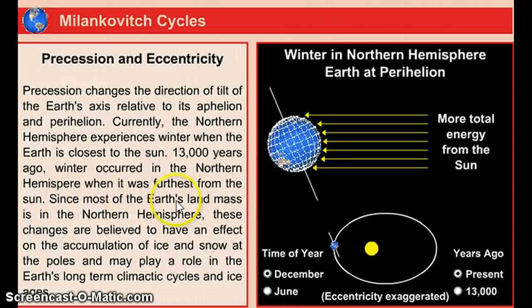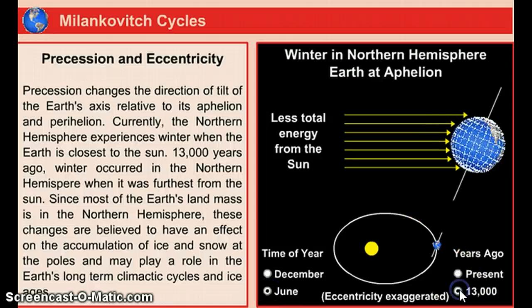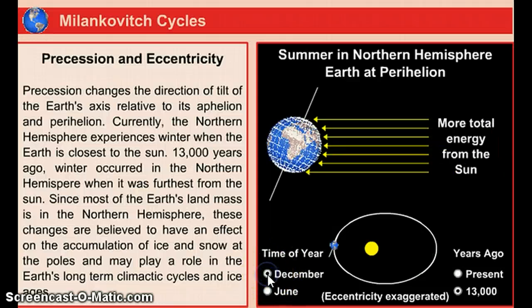So since most of Earth's landmass is in the northern hemisphere, these changes are believed to have an effect on the accumulation of ice and snow at the poles and may play a role in the Earth's long-term climatic cycles and ice ages. So really, once again, we look at these in December, here's where it's located. In June, here's where it's located. But 13,000 years ago, when our precession value was different, notice that these changed.